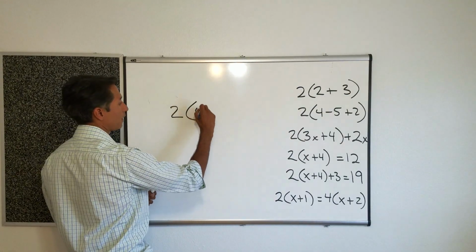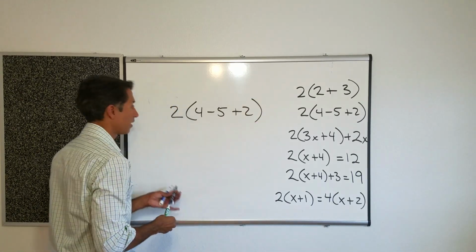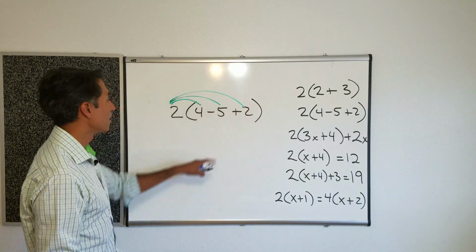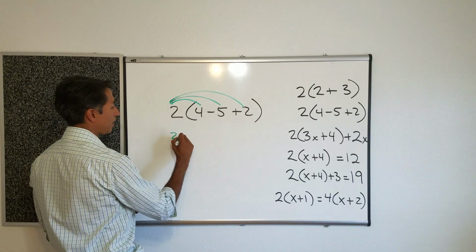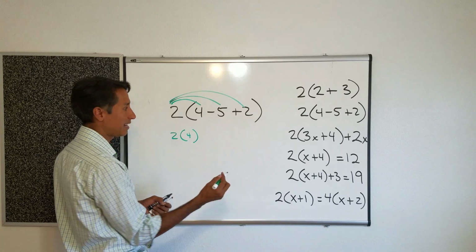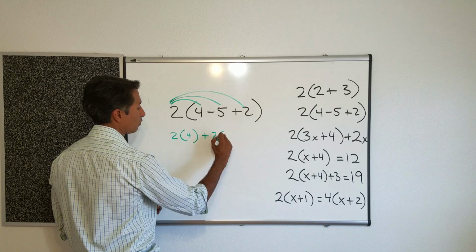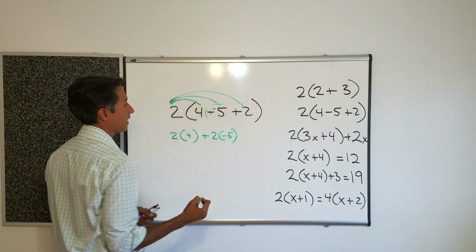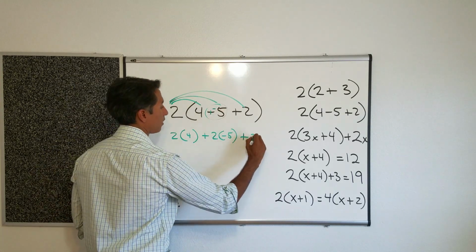We have 4 minus 5 plus 2. We use the same rule. We rainbow this out, 1, 2, and 3. You just got to be careful. This guy's a negative, so make sure you put that in. We have now 2 times 4. We have a minus sign. So you can either write it as minus, or you can do it like this, plus 2 times negative 5, right? Because it is a negative 5. You can even make it like that, plus minus, and plus minus 5 or negative 5, and then plus 2 times 2.